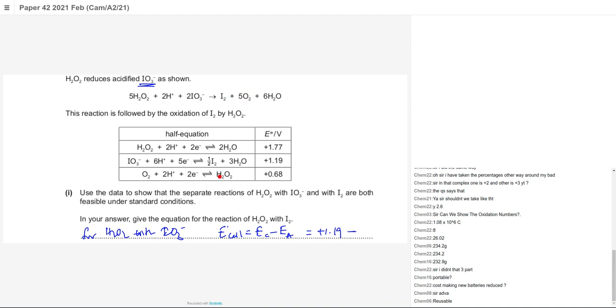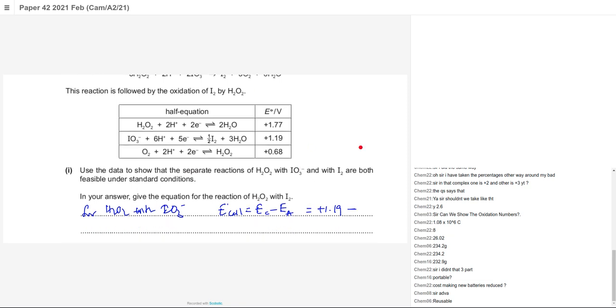Anode equation is this. H2O2 breaks down to give oxygen. So you reverse this equation and then add to get the overall. So anode is what? Minus 0.68. This equation cannot be the anode because you can't add these two equations together, right? Because these two are both reductions. How can you add two reductions?